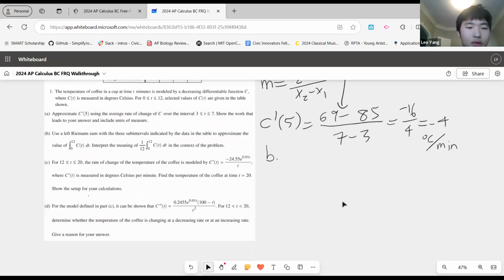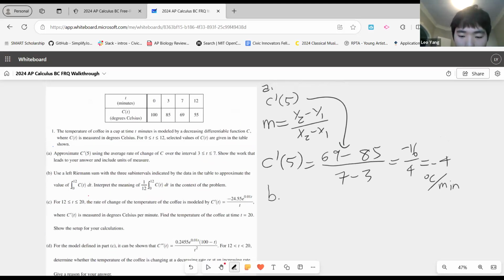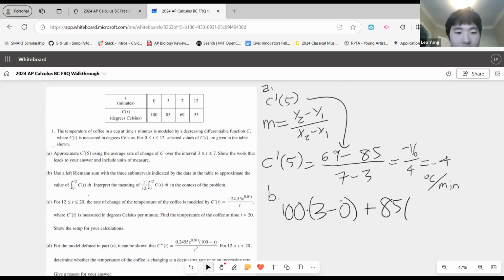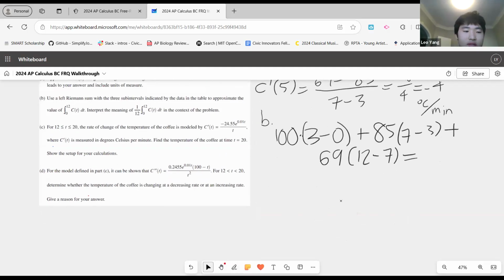Okay, so we have 100 times 3 minus 0, plus, right? So this is the first rectangle. 85 times 7 minus 3, plus 69 times 12 minus 7. And we can evaluate this. This equals, right?